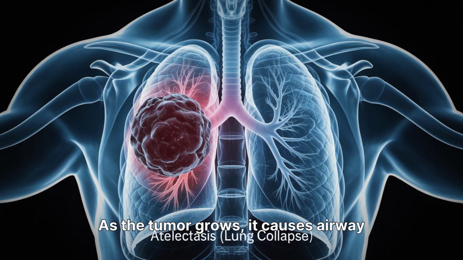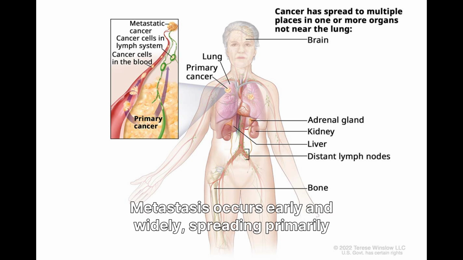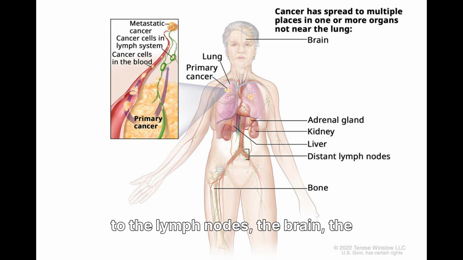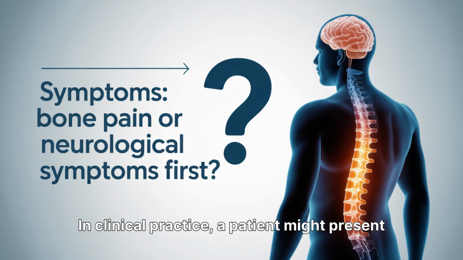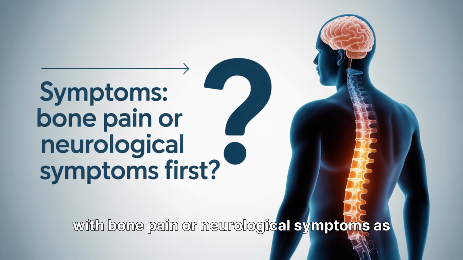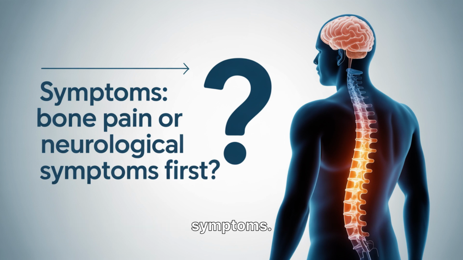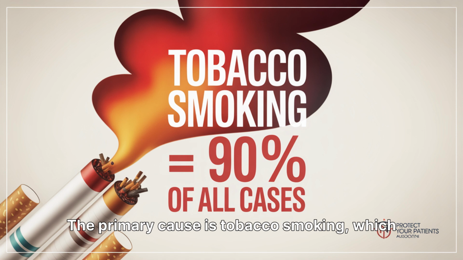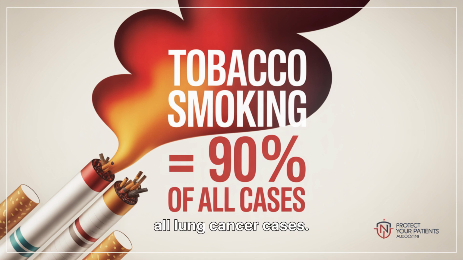As the tumor grows, it causes airway obstruction. This leads to distal lung collapse, known as atelectasis, which significantly impairs gas exchange. Metastasis occurs early and widely, spreading primarily to the lymph nodes, the brain, the liver, bones, and the adrenal glands. In clinical practice, a patient might present with bone pain or neurological symptoms as their first sign, rather than traditional lung symptoms. The primary cause is tobacco smoking, which is linked to approximately 90% of all lung cancer cases.